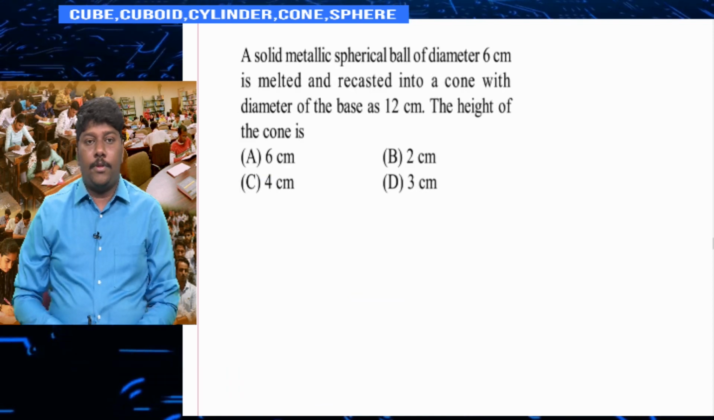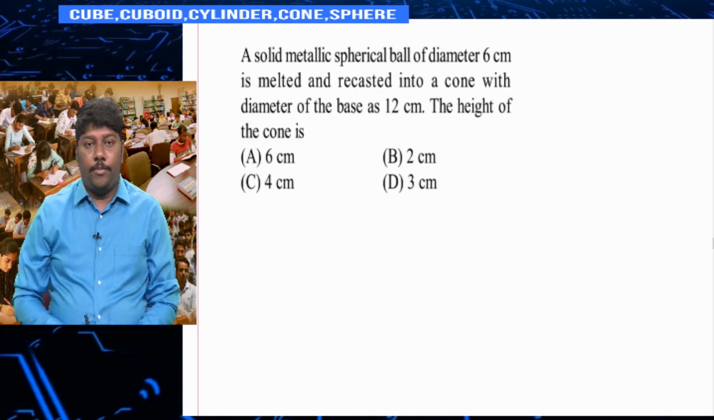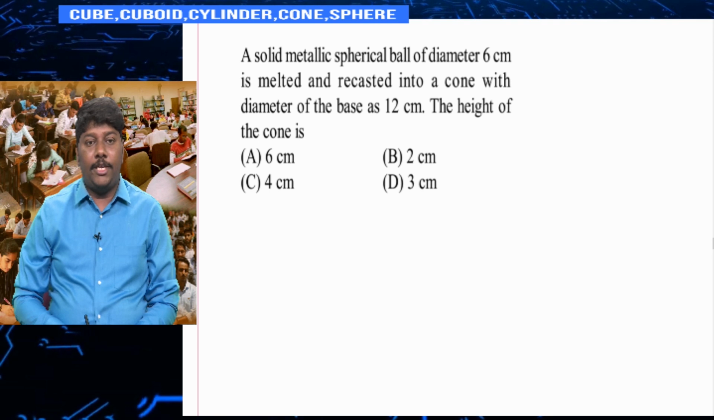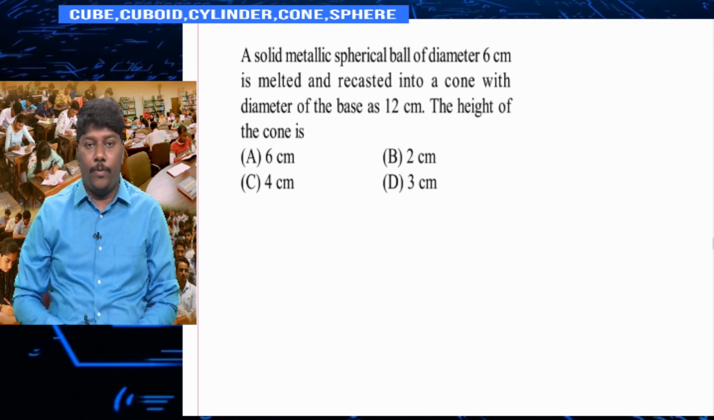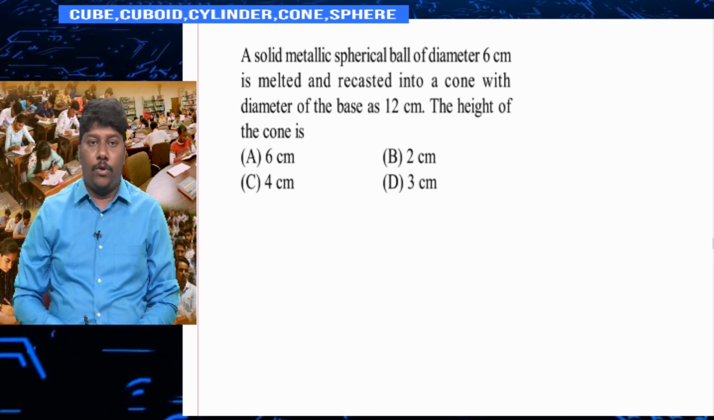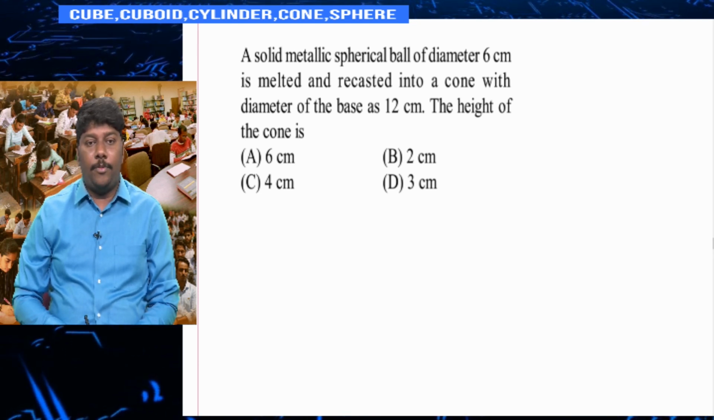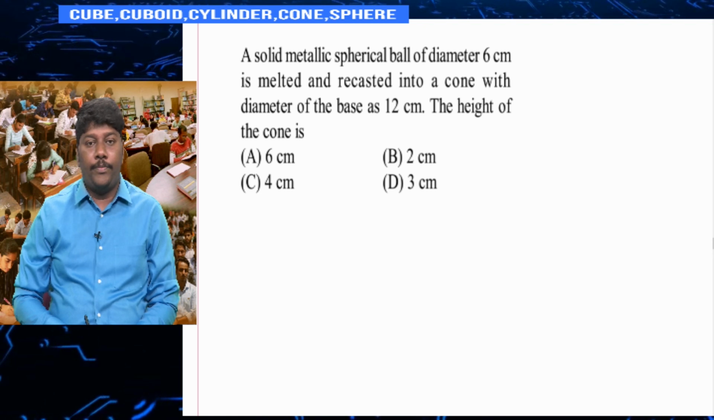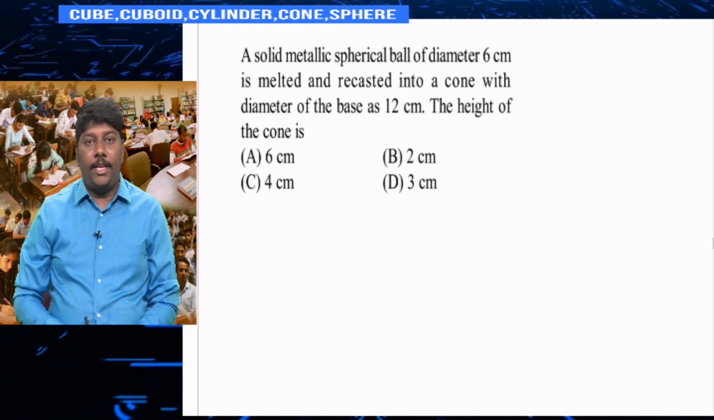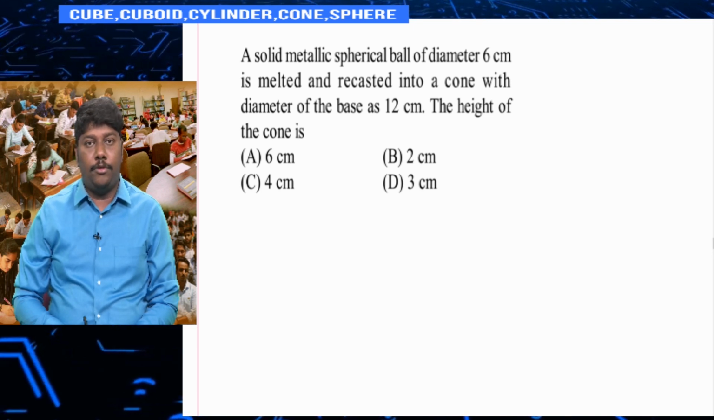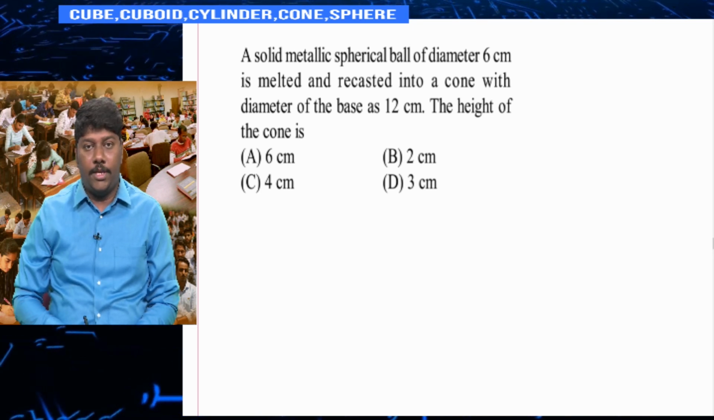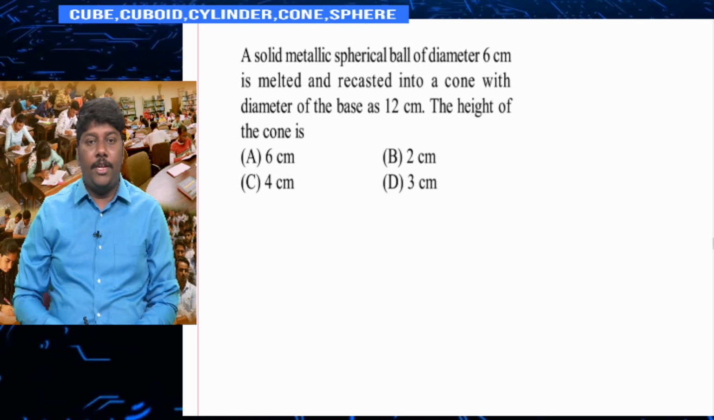Look at this question. A solid metallic spherical ball of diameter 6 cm is melted and recast into a cone with base diameter 12 cm. Find the height of the cone. Here we are melting a spherical ball and recasting it into a cone. When you are melting one figure and forming another one, everything changes except the volume. So you have to equate the volume of the spherical ball to the volume of the cone. We need the height of the cone.